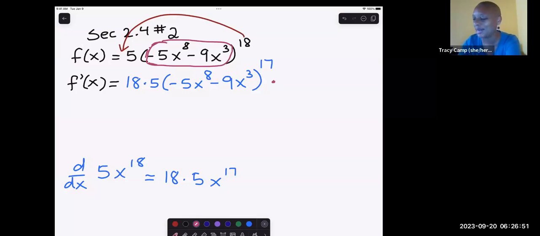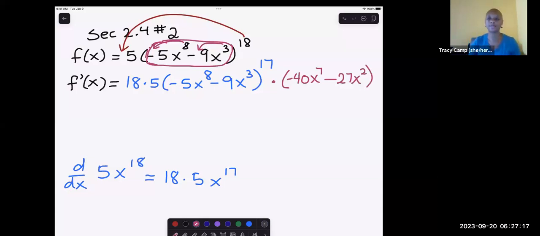So now I bring the 8 down. 8 times -5 is -40. And then I have x, take 1 away from my power, to the 7, minus, and then I bring my 3 down. 3 times 9 is 27. And then, oops, I didn't write my x. And then take 1 away from my power, so I have 27x squared. And they tell you not to expand it, so you can just write out the answer like this. I'm going to go ahead and just multiply the 18 times 5, and then I'll leave everything else.